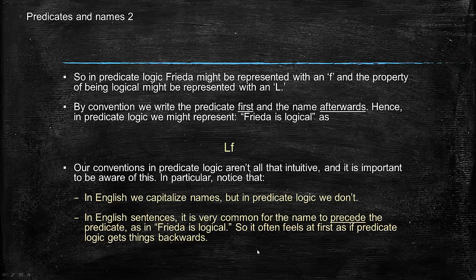So it's important to understand right from the beginning that English is just not predicate logic. It's different, and we've adopted some different conventions for different reasons. So in English, we capitalize names typically, but in predicate logic, we don't. And also in English sentences, it's more common for the name to precede the predicate, at least in simple sentences. So Frida is logical. Frida came first. And yet in predicate logic, we've reversed the order. So it can feel a little backwards at first, and you're just going to need to get used to that.